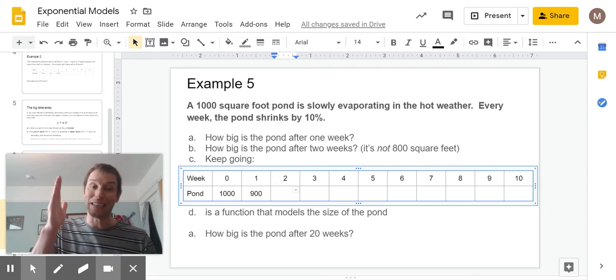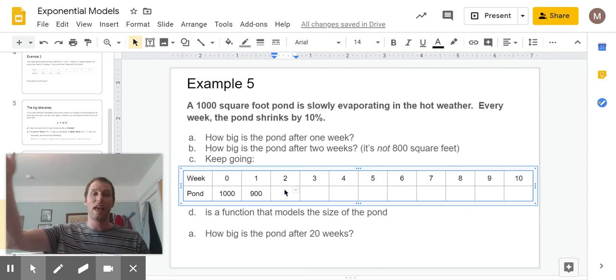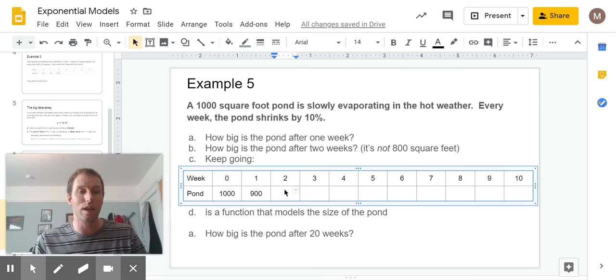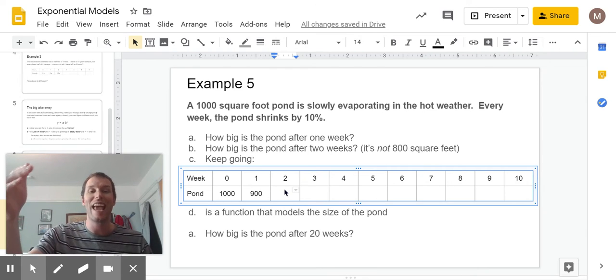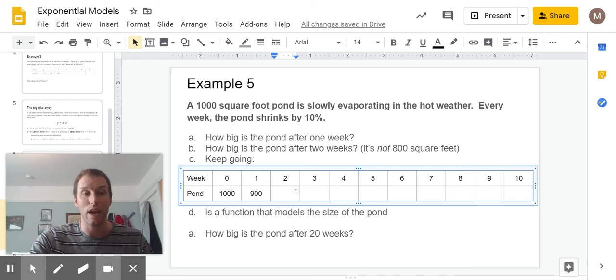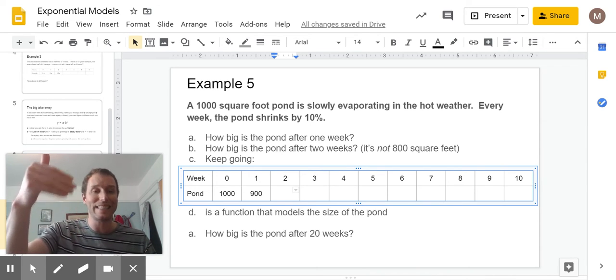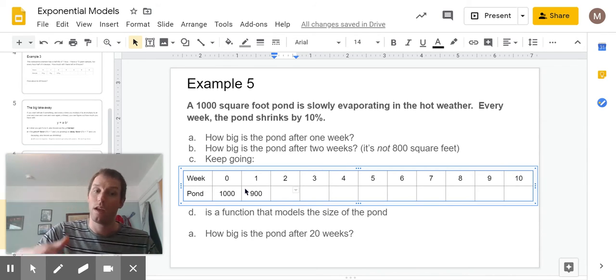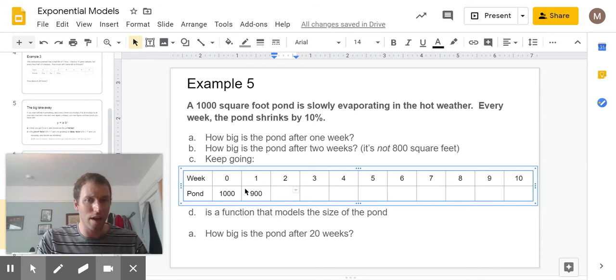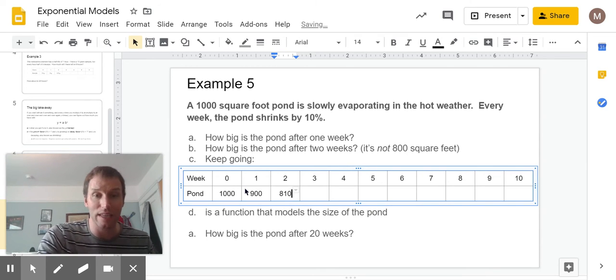After 2 weeks, it would be not 800. It isn't a steady decrease of 100 square feet a week. It's a steady decrease of 10% a week. So what is 900 minus 10%? Now you might be doing 10% of 900 is 90, subtract that, I get 810.